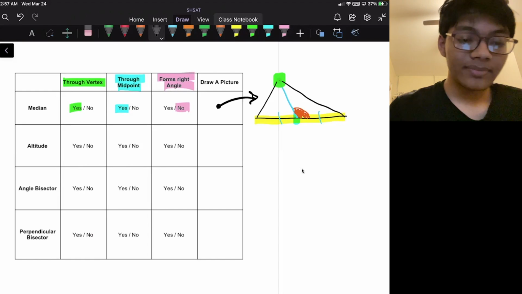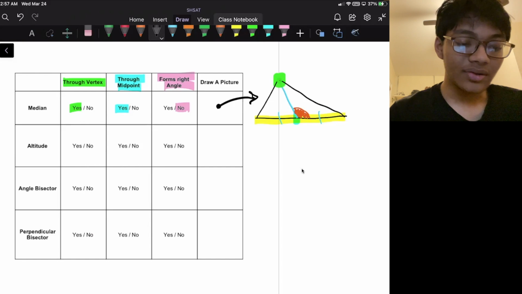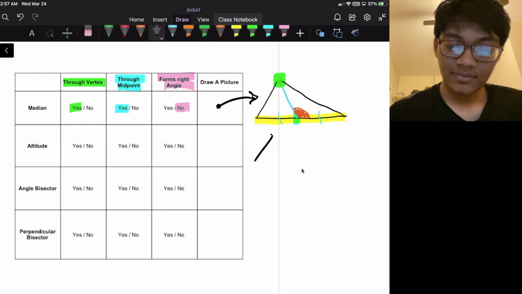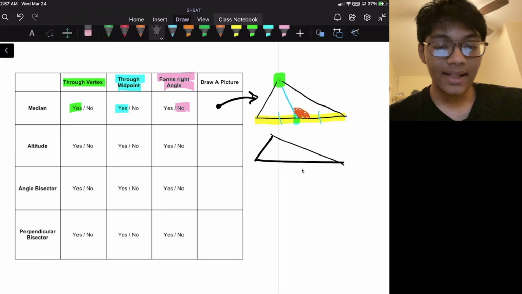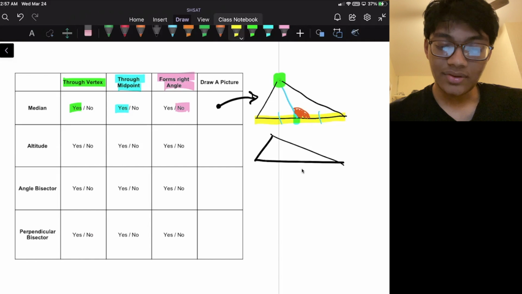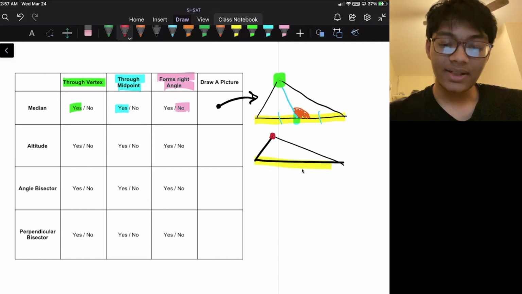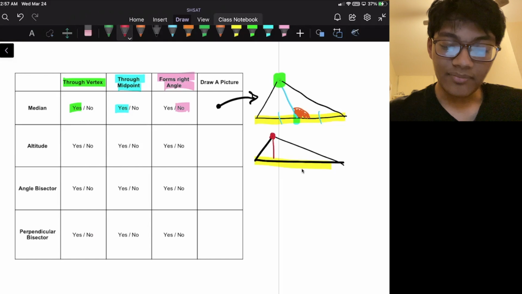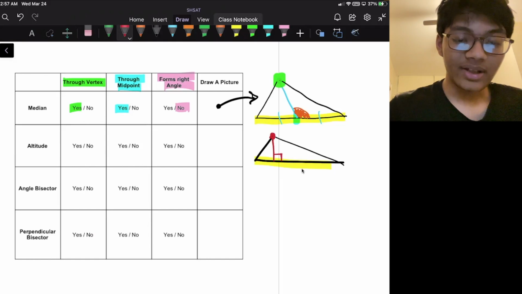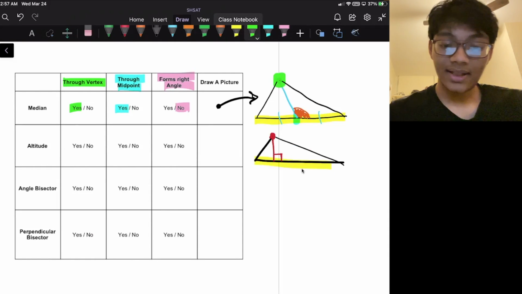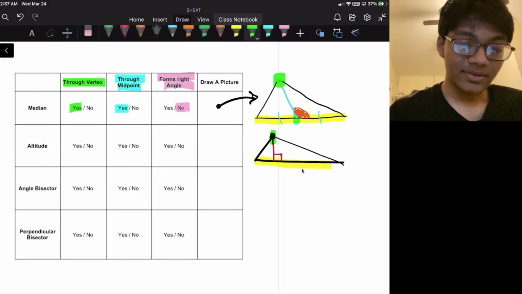Okay, next one up. Our next kind of line segment we're going to look at is the altitude. So let's draw a picture of that. So again, here's a triangle. And I'm going to go ahead and draw the altitude to this side. So I'm going to start from a vertex, and I'm going to drop my altitude at a right angle to the other side. And let's fill out the questions. So first of all, does it pass through a vertex? Well, yeah, here's my vertex. So yes.